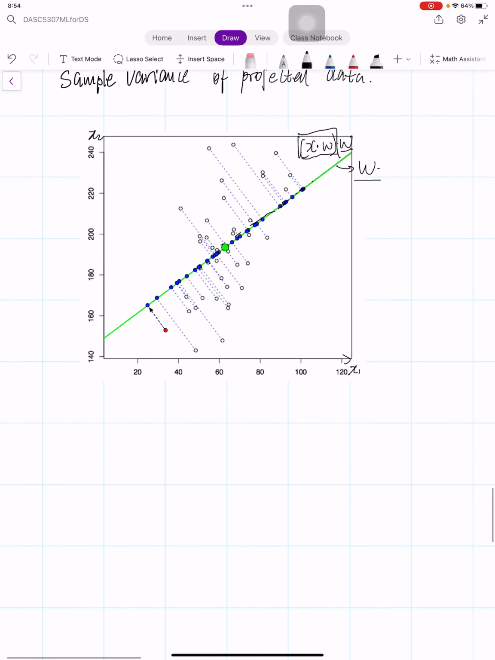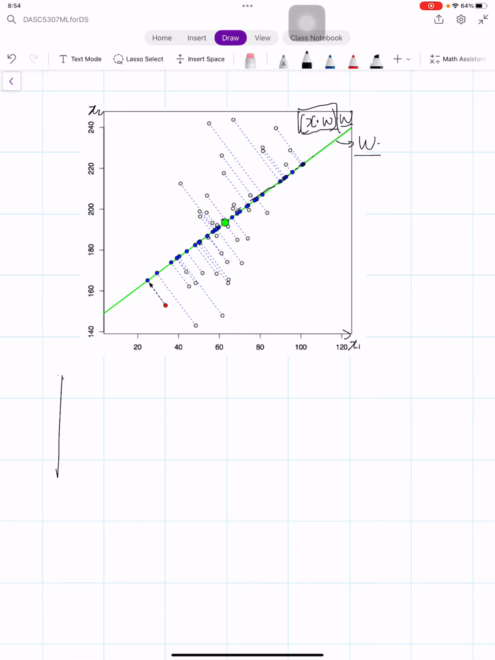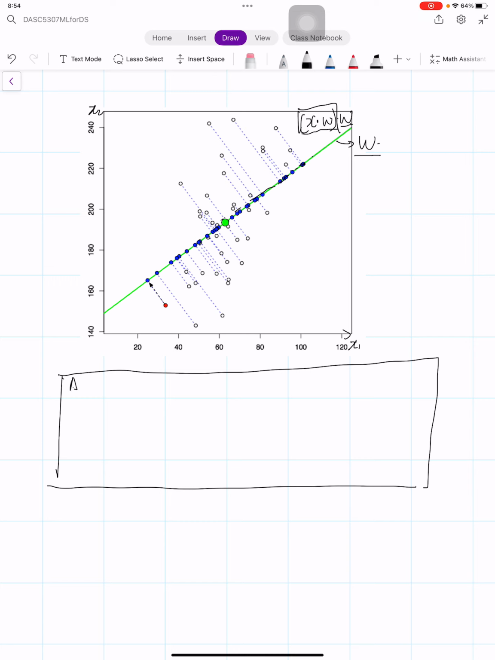So the algorithm, the second way to derive this, is to find W that maximizes the variance of the projected data x1 tilde, x2 tilde, ..., xn tilde. Okay, so how do we calculate this variance?